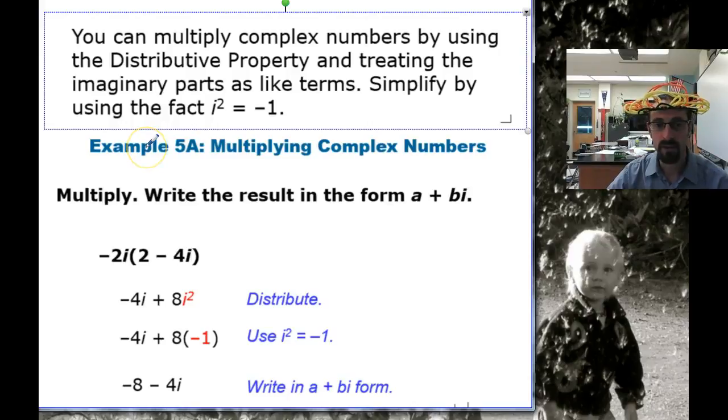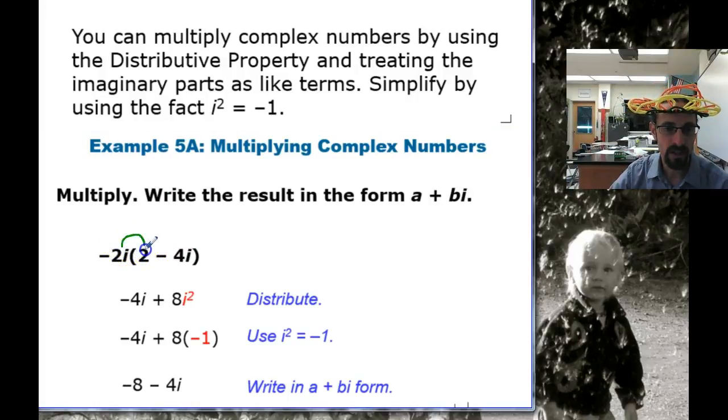Furthermore, multiplying or dividing complex numbers, of course, you can distribute or undistribute. All right. The key here is that you do distribute fully. So this i is not only going here, it's going here. And of course, now we have to remember all our i powers. So i squared is just negative 1. So this is really negative 4i plus 8 times negative 1. And again, we write that in the form a plus bi.